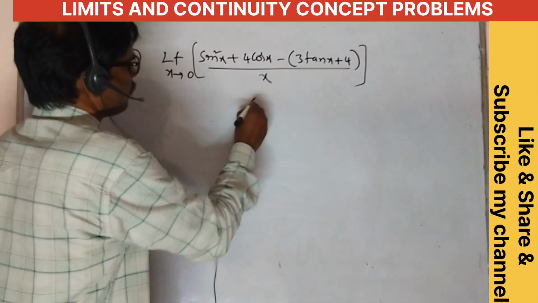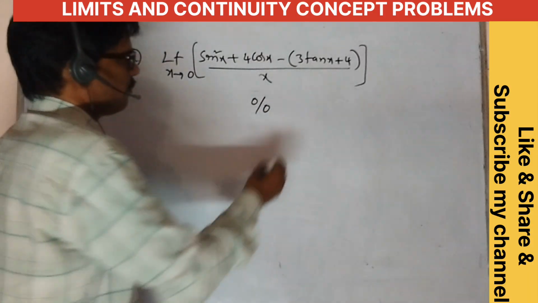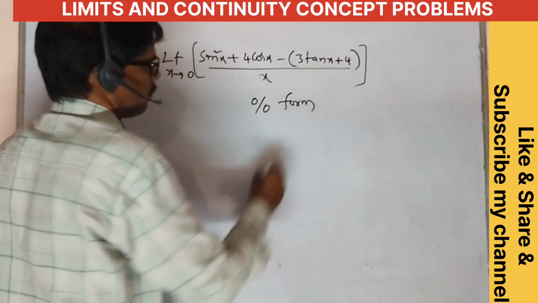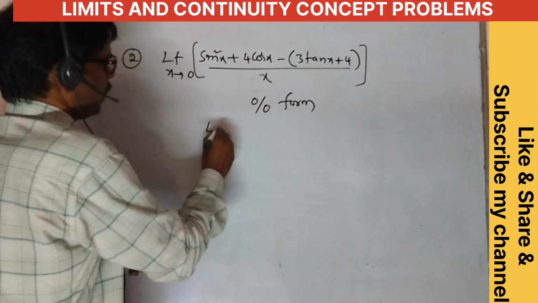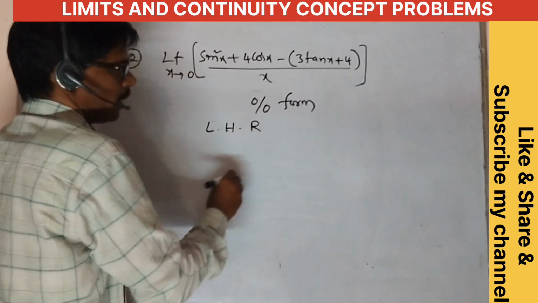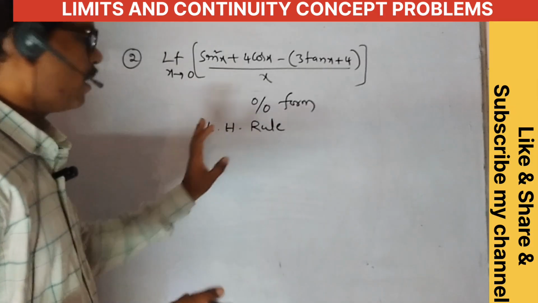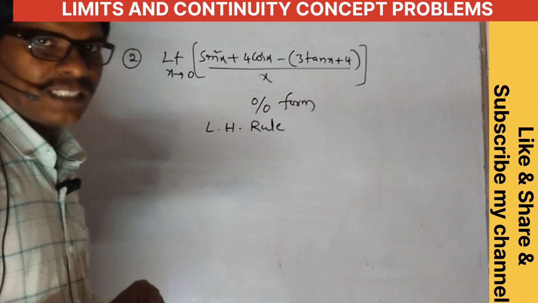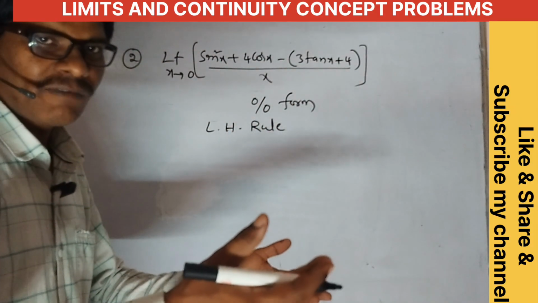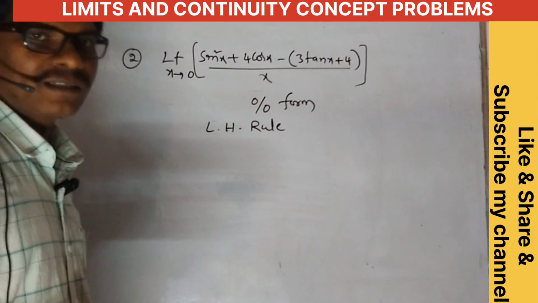This is the 0 by 0 form. Okay, right, here L'Hospital rule. What is the LH rule? LH rule is the L'Hospital rule. This is the numerator derivative and the denominator derivative separately. That is the LH rule.